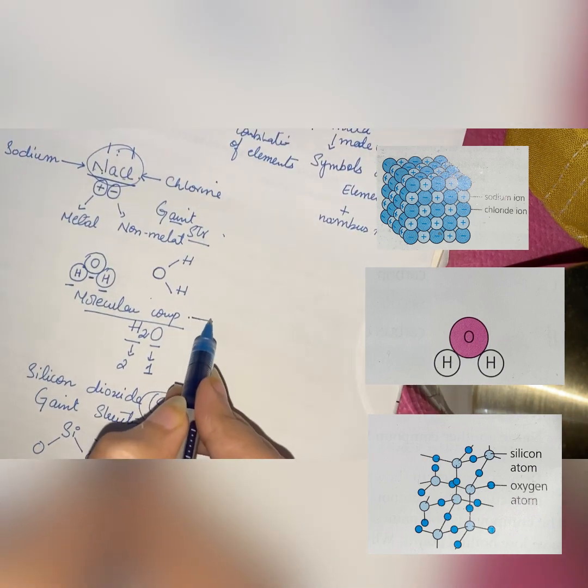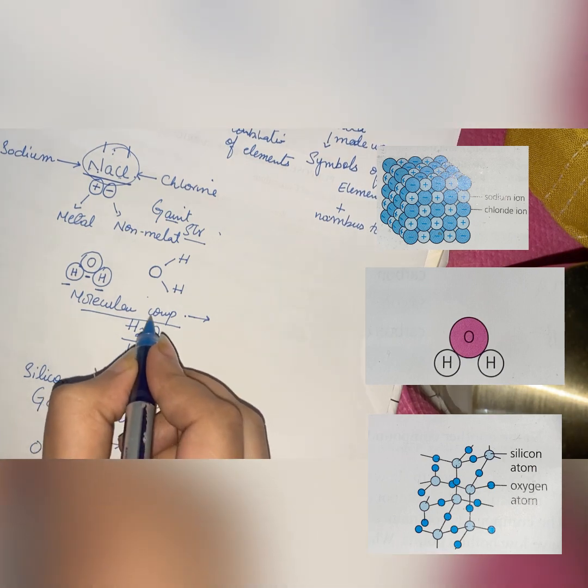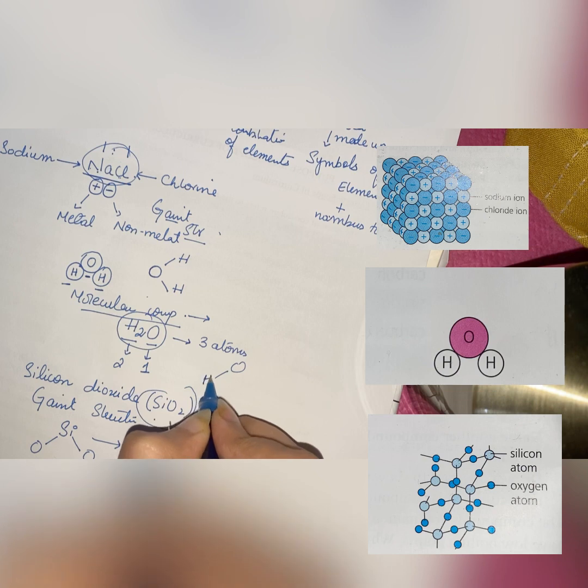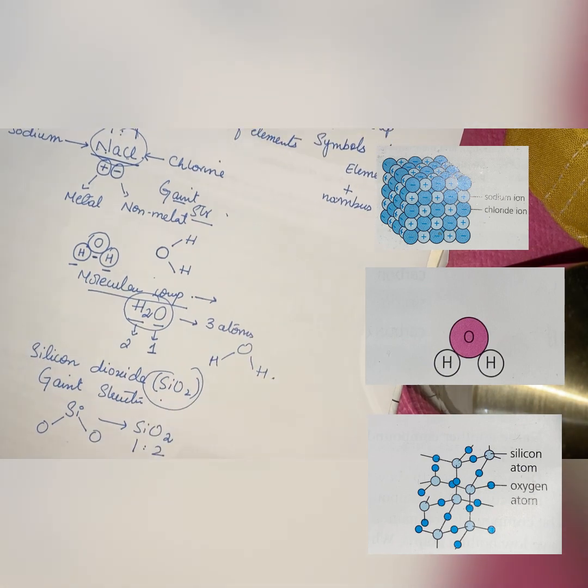If we talk about a molecular compound, the formula tells you exactly how many atoms are bonded together in each molecule. If we talk about water, in water we have 3 atoms, and for every oxygen 2 hydrogens are bonded with it. This is basically the difference between giant structures and molecular structures.